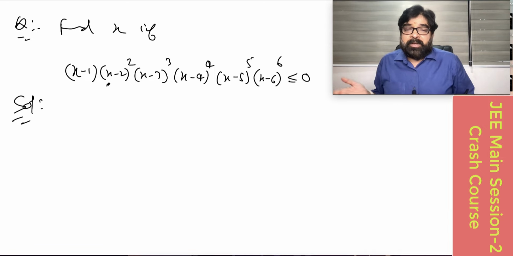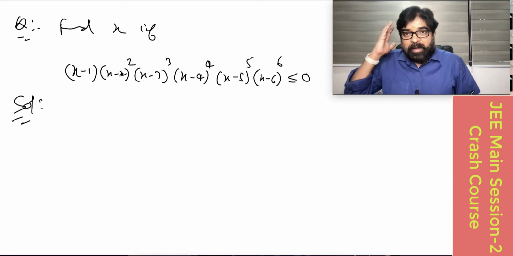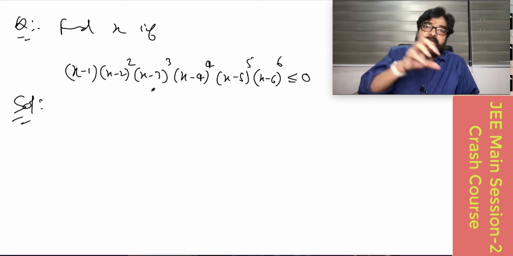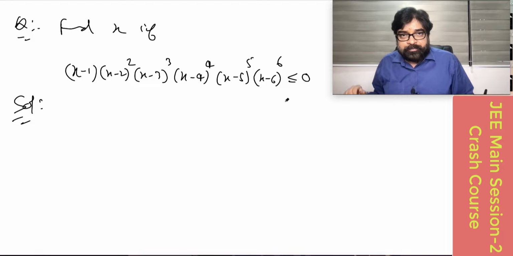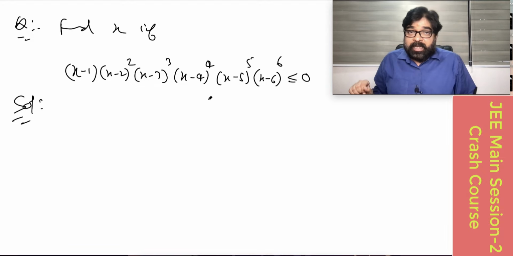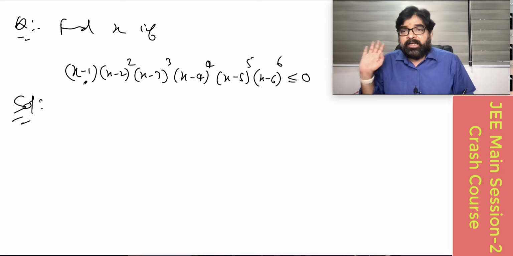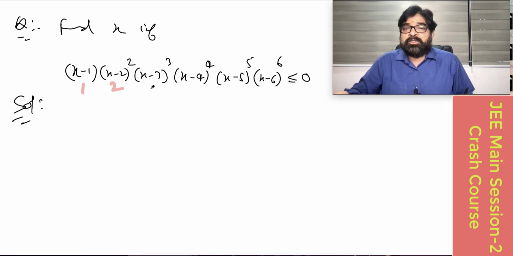Break into linear factors. I'm not breaking it because that will take so much space, but in my mind it's there. This is (x minus 2) into (x minus 2). This is (x minus 3) into (x minus 3) into (x minus 3). This is (x minus 4) into (x minus 4) into (x minus 4) and so on. I'm not breaking that, but I know. Coefficient of x must be positive, already positive everywhere. Directly, critical points will be 1, 2, 3, 4, 5, 6.